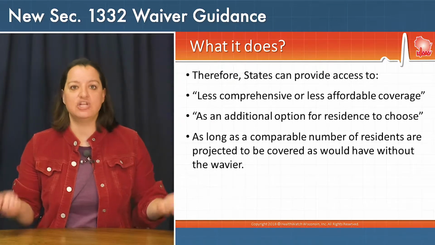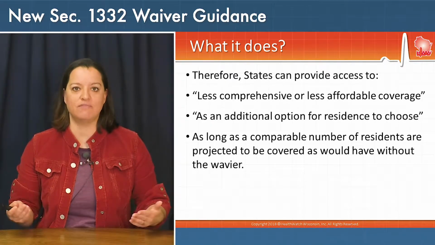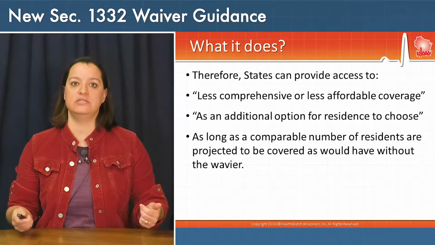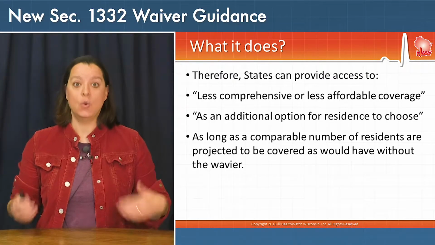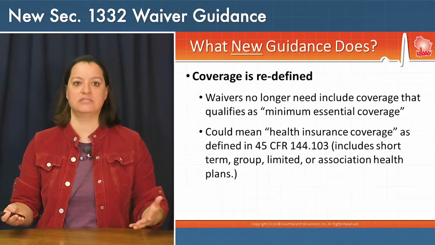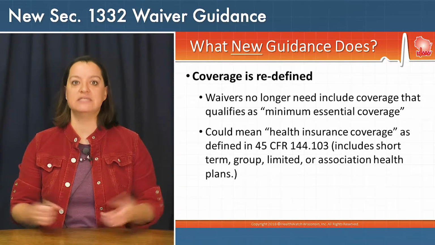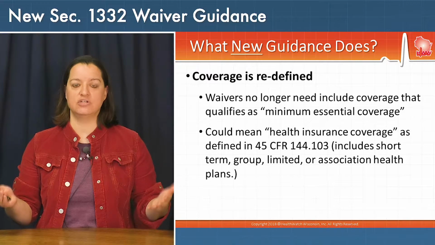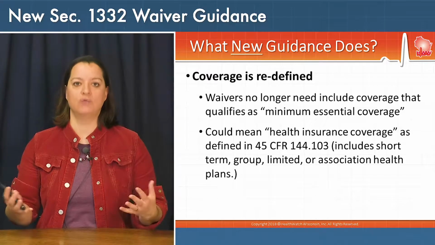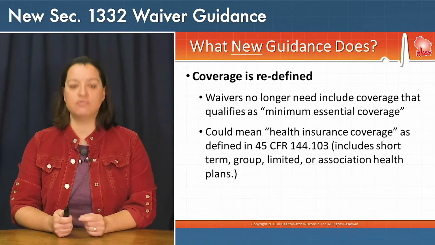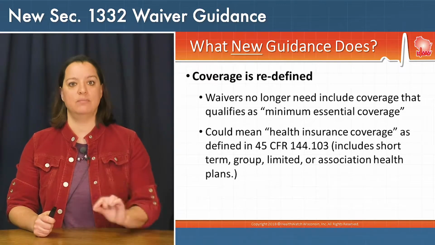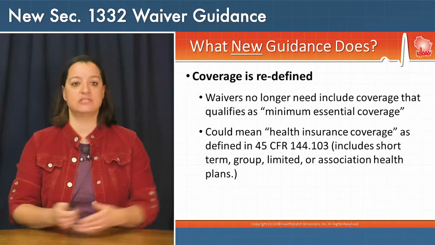Well, so this regulation had to do something else. It had to change the definition of coverage. So not only did we redefine access to coverage, we've redefined coverage itself in this guidance. The waivers no longer need to include coverage that qualifies as minimum essential coverage. That is one of the key ground rules of the Affordable Care Act, that coverage that is offered must cover minimum essential coverage. Here, coverage doesn't have to.